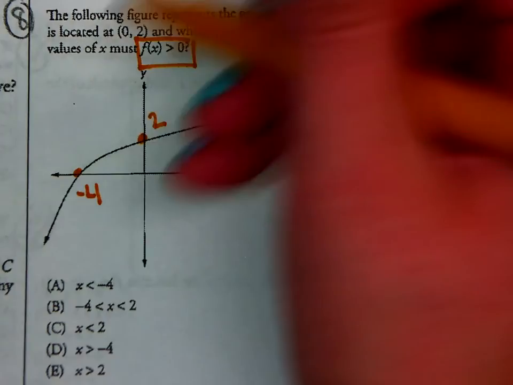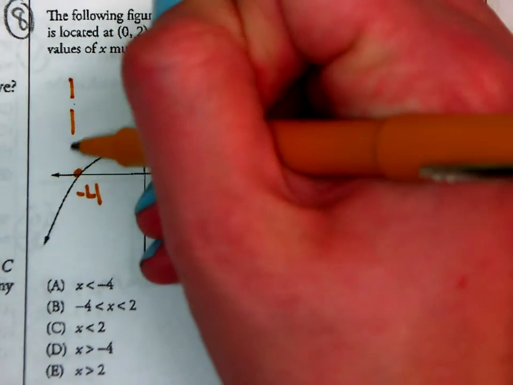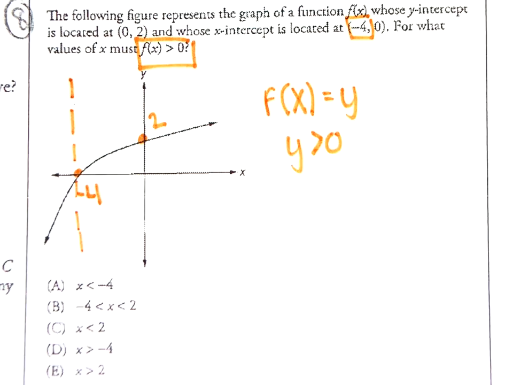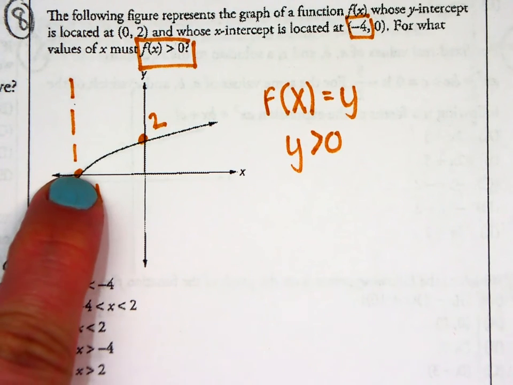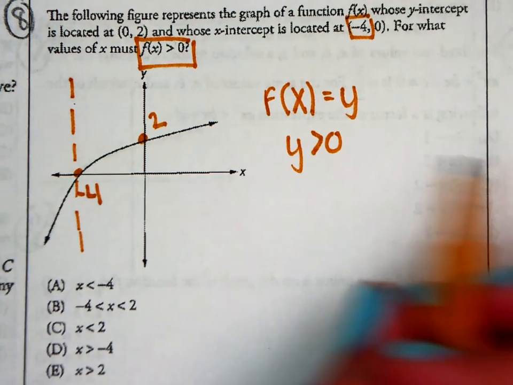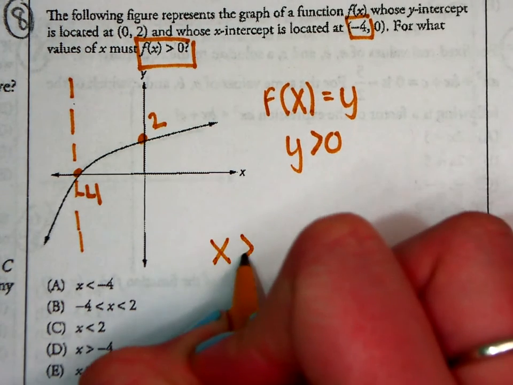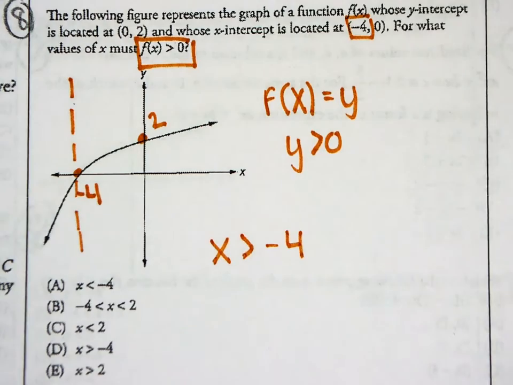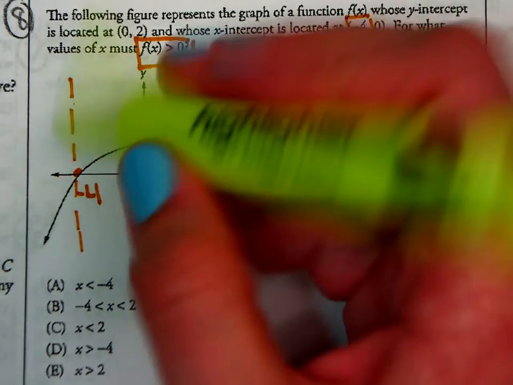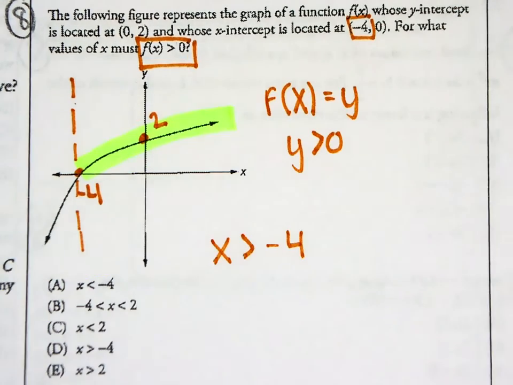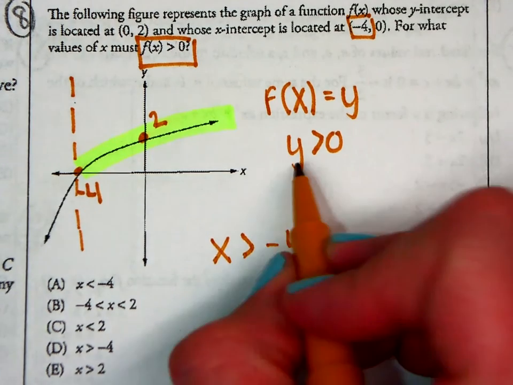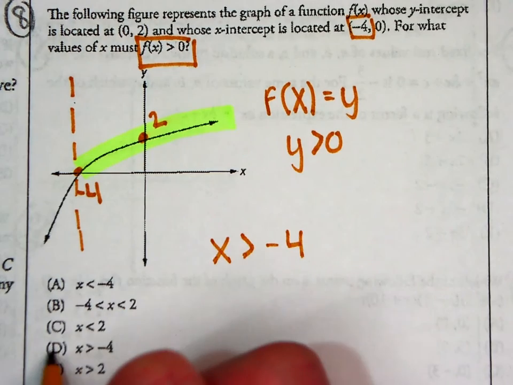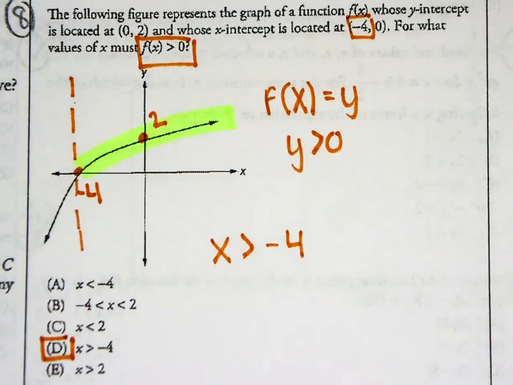Well, y values that are greater than 0 all start after it touches at negative 4. Not at negative 4. At negative 4, it equals 0. We're looking for greater than 0. So when our x values are greater than negative 4, the greater than negative 4 would be this direction. All of those values are positive, so it has to be greater than negative 4 for my x values for those y values to be greater than 0 or positive, which is answer choice D.